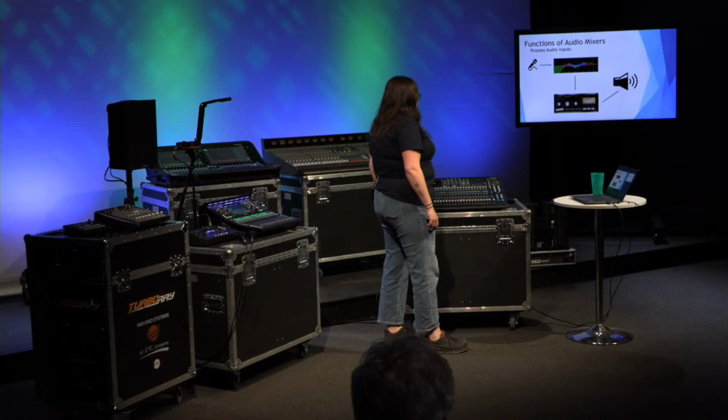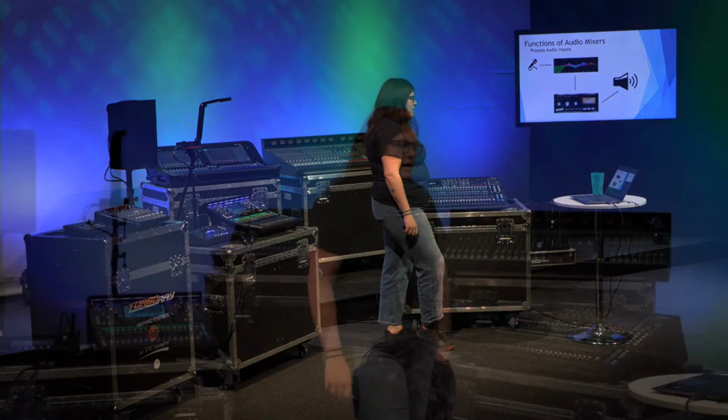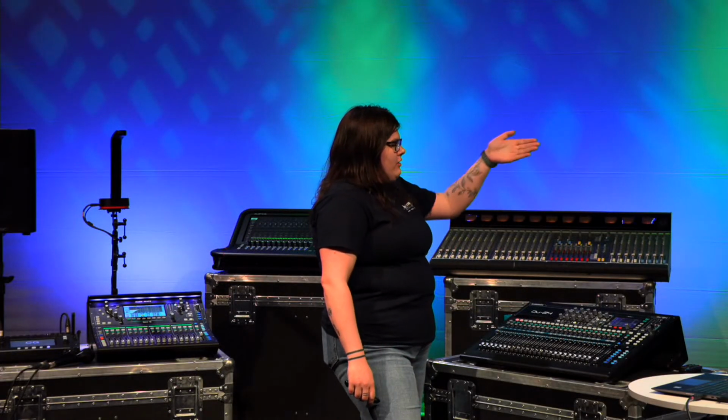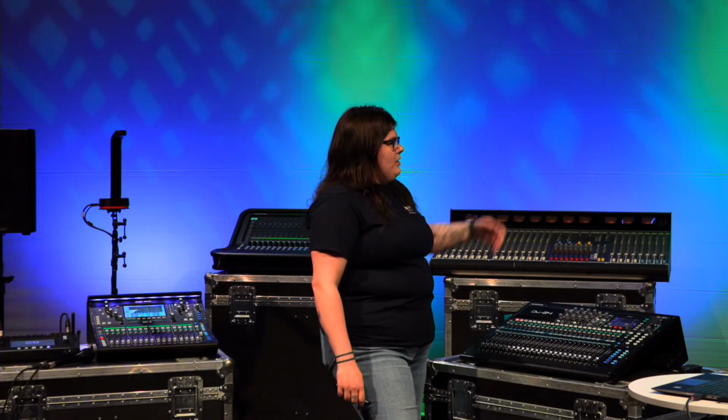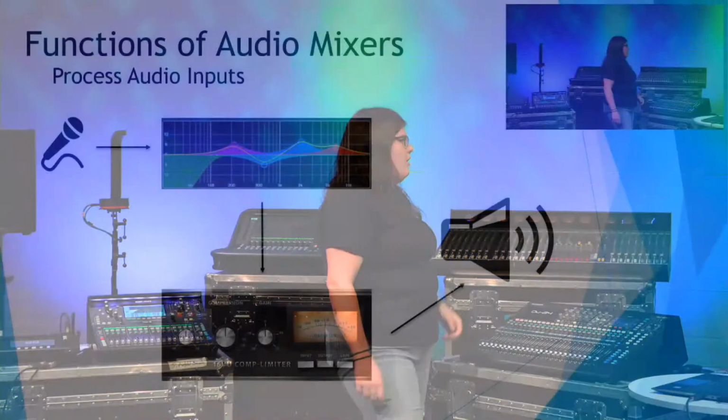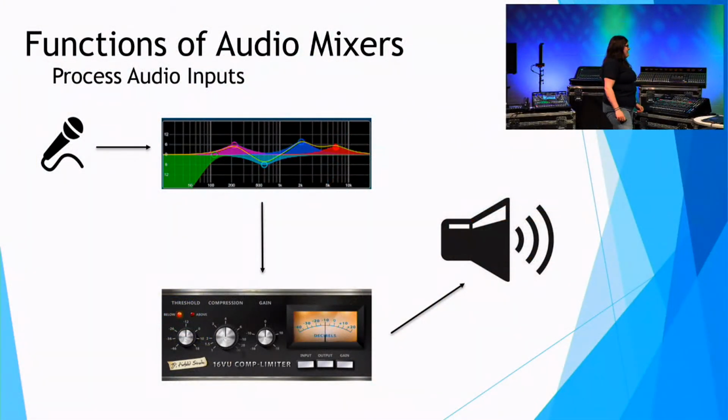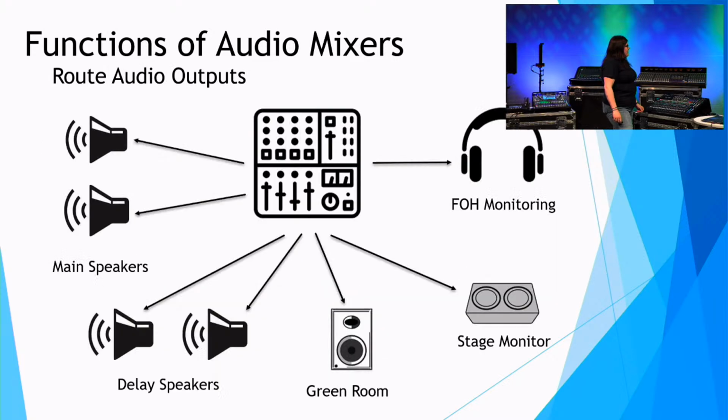And then from there, processing the inputs. So in this example that I have here, it's just a microphone getting a little bit of EQ, a little bit of compression, and then, well, actually kind of a lot of EQ, and then getting sent out. And then finally, routing those outputs. In this example, you can see we have our main speakers, our delay speakers, green room, stage monitor, and then a front of house monitor. So that's quite a few different destinations, all receiving their own mix, their own combination of inputs.